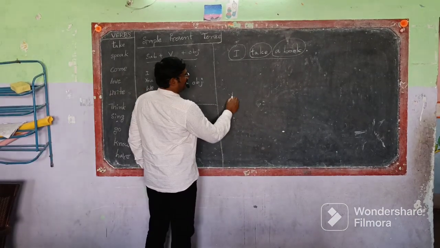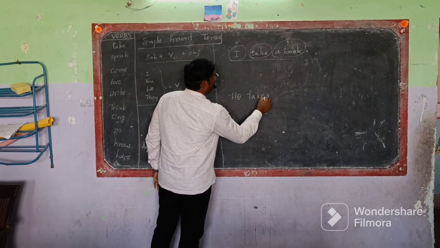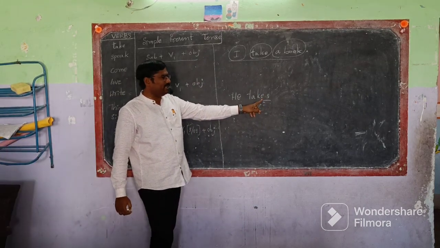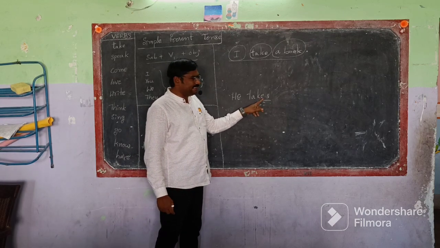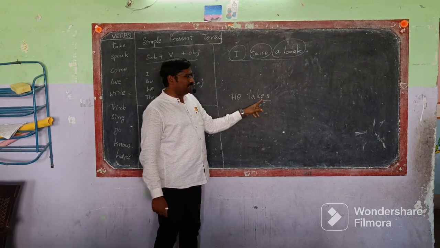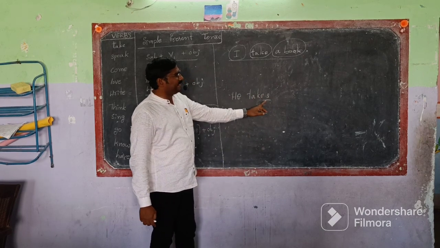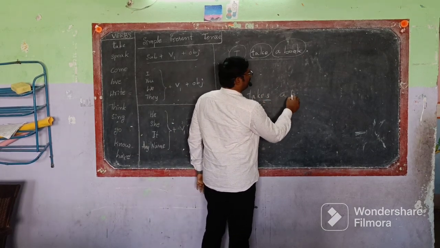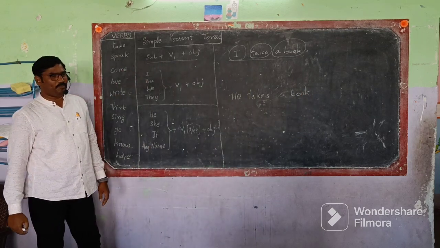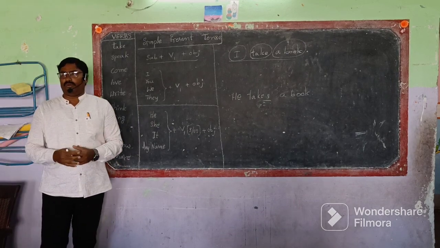Similarly, the second structure is for he, she, it. We add s when the verb is not ending with the letter o. If the verb is ending with the letter o, we add es. If it is ending with any other letter other than o, we add only s. So, he takes a book. This is one of the sentences.